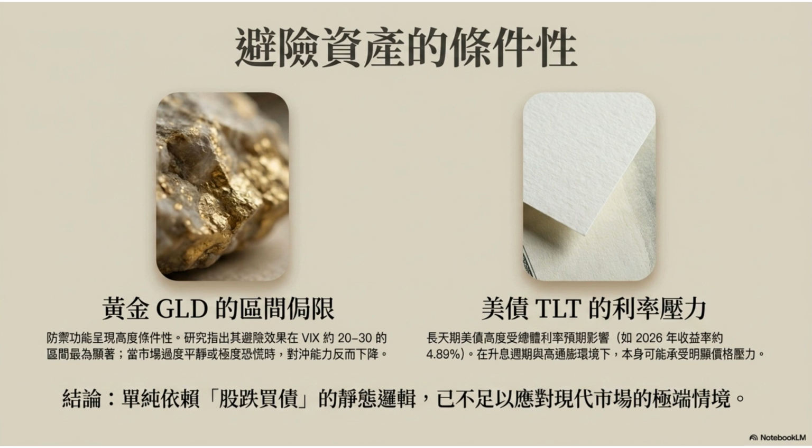Gold and long-term treasury bonds are commonly considered safe haven assets. However, in real markets, their hedging effectiveness is not always stable. For example, gold may perform well under certain levels of market fear, but its effectiveness can weaken under extremely calm or extremely panic-driven conditions. Similarly, long-term treasury bonds are highly sensitive to interest rate expectations. Therefore, this research does not use a fixed stock-bond allocation. Instead, the model dynamically decides whether to allocate capital to GLD, TLT, or cash.